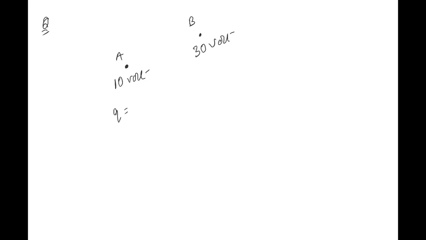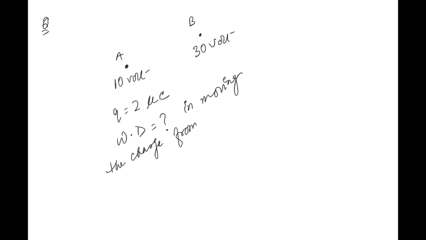If the value of charge being taken from point A to point B is 2 microcoulomb, then what is the work done in moving the charge from point A to point B? You just have to calculate the work done. That's it. You got the answer as 4 into 10 to the power minus 5.